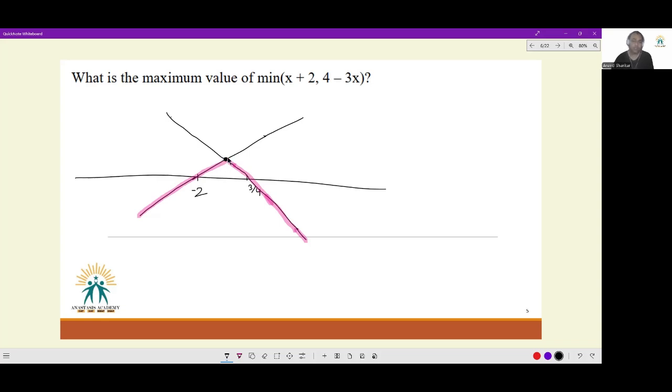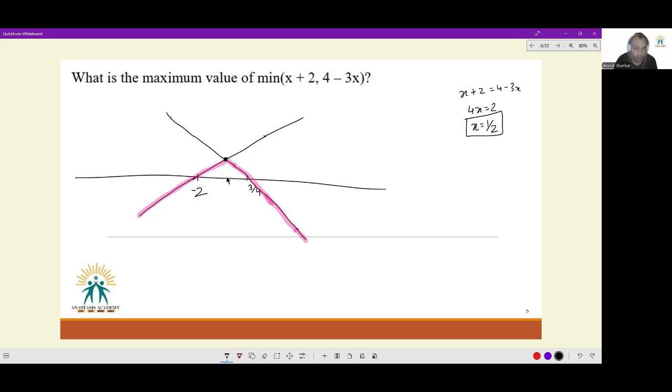For the purposes of solving, you don't need to draw this entire thing. All you need to do is, you can see this is simply the point where these two expressions are identical. So all you do is x plus 2 is equal to 4 minus 3x, or 4x is equal to 2, at x equal to half. At x equal to half is where you get your maximum value of this function.